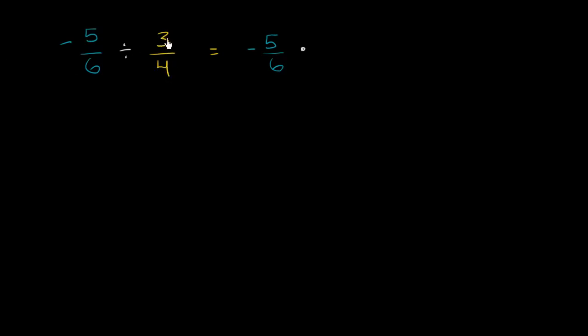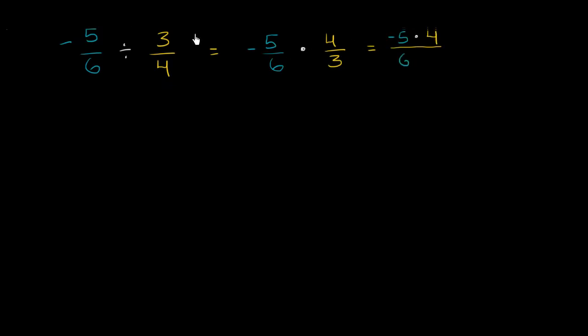I'm just swapping the numerator and the denominator. So it's going to be 4/3. And we've already seen lots of examples multiplying fractions. This is going to be the numerators times each other. So we're going to multiply negative 5 times 4. I'll give the negative sign to the 5 there. So negative 5 times 4. And then the denominator is 6 times 3.